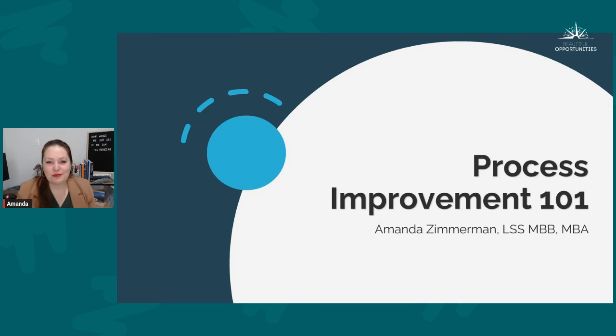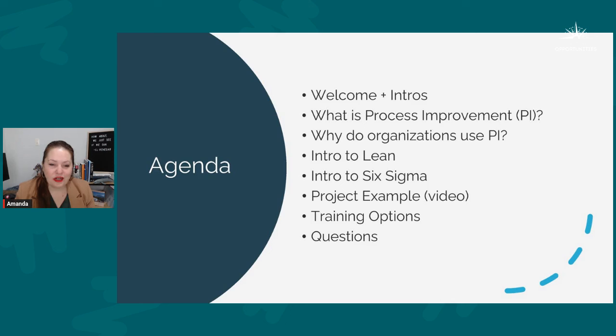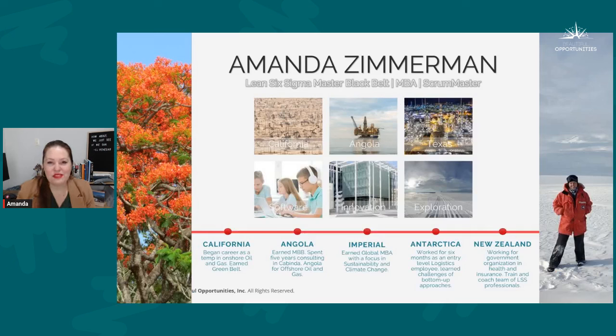So, Process Improvement 101. We're going to talk here about the basics. I'll introduce you a little bit to myself. We'll talk a little bit about what is Lean, what is Six Sigma, go through some examples, and then we'll come back together. And if you have any questions, feel free to go ahead and throw those in the comments.